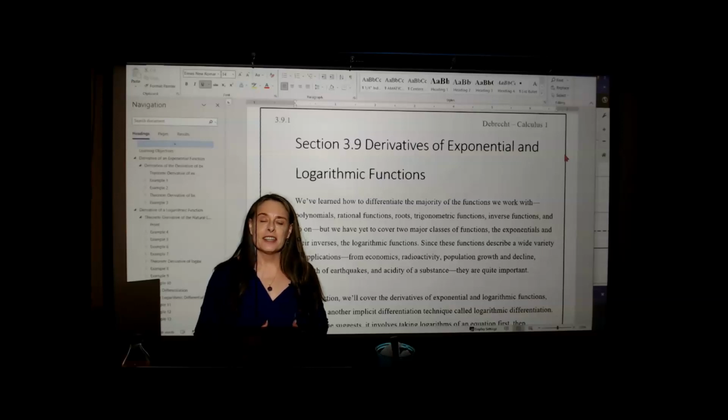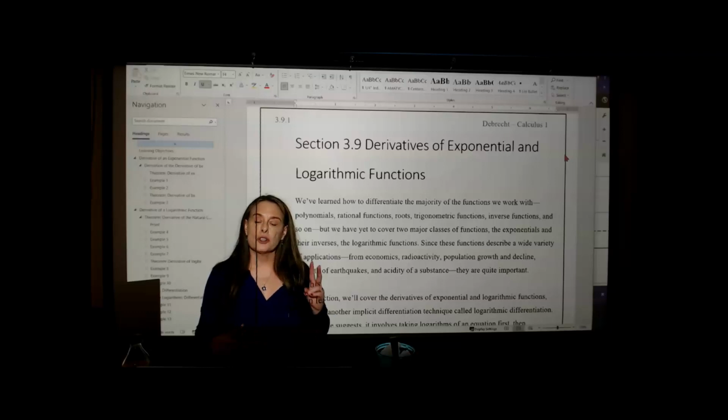This is our final section in Chapter 3 on derivatives. However, Chapter 4 is all about derivatives, but in application problems, modeling the real world. In this last section in Chapter 3, we want to take a look at the derivatives of exponential functions and the derivatives of logarithmic functions.